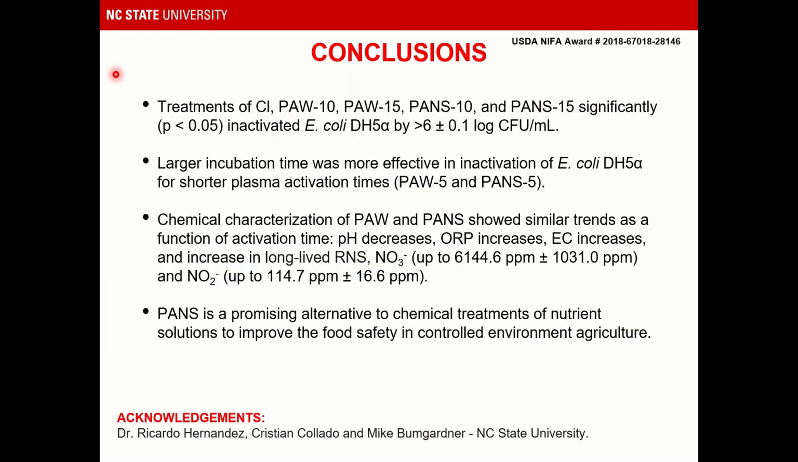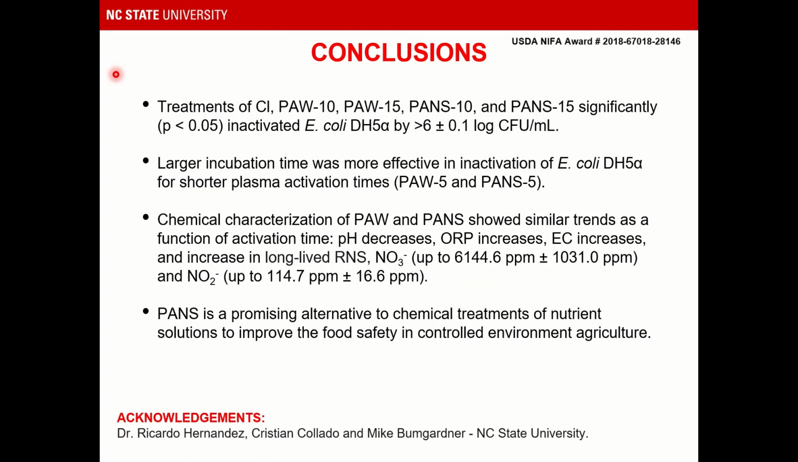We conclude that treatments of chlorine, PAW 10, PAW 15, PANS 10, and PANS 15 significantly inactivated E. coli DH5 alpha by more than 6 log CFU per ml, where larger incubation times were more effective in inactivating the microorganism at shorter plasma activation times.